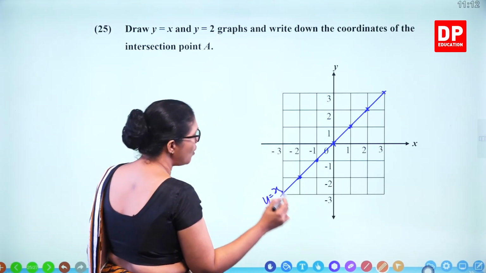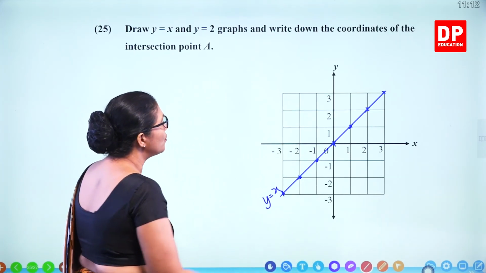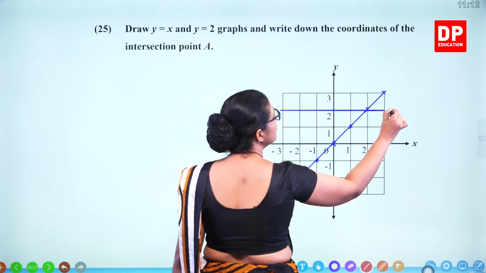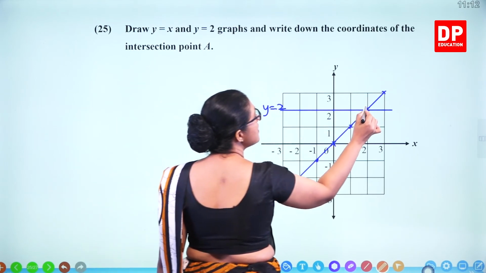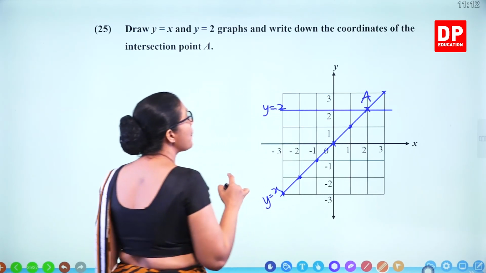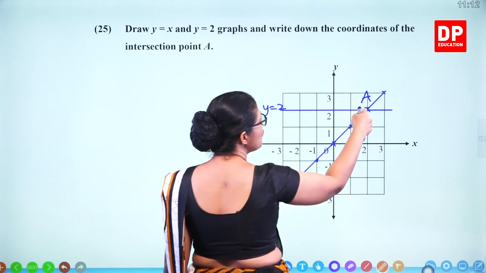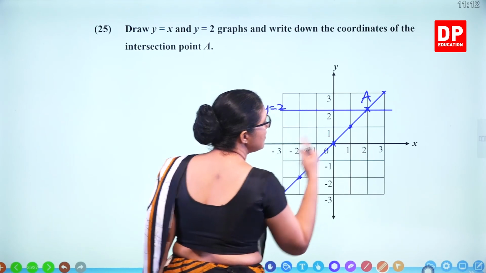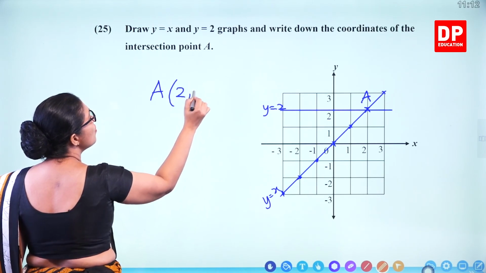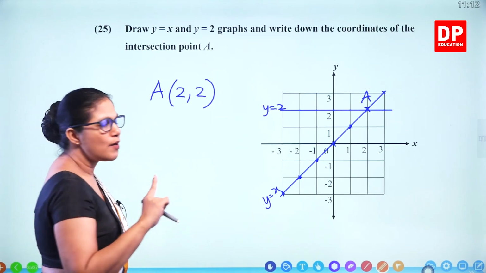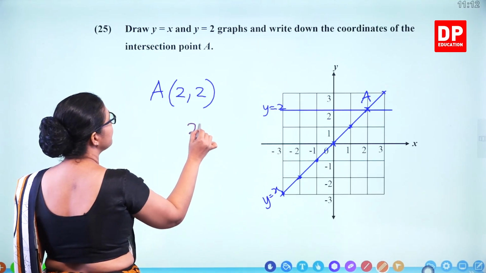What's the y equals 2 line? That's a horizontal line that passes through y equals 2. This one. Now what's the intersecting point? This is y equals 2. This is the intersection point. That's A. You are asked to write down the coordinates. The y value is 2. What's the x value? X is also 2. So the coordinates of point A are 2, 2. Both x and y values are the same. So 2 marks for that.